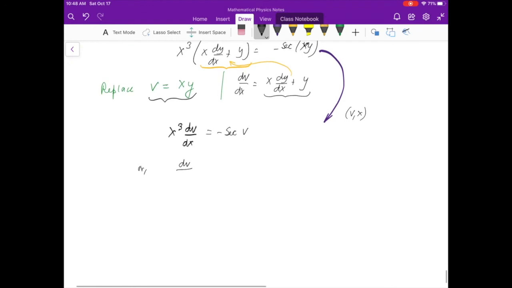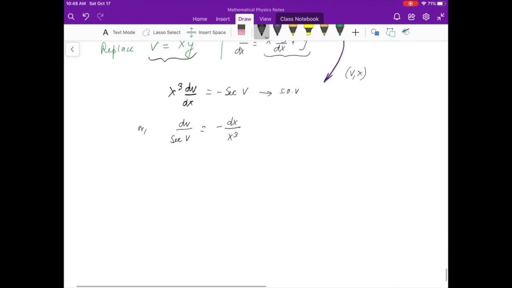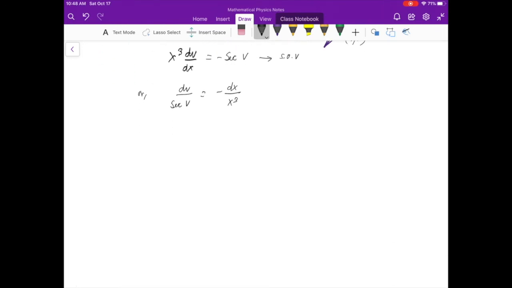So now the problem is pretty straightforward, where we have dv/sec(v) is equal to minus dx/x cubed. Using the method, we do an integration over there, because this is also an indefinite problem. We don't have any conditions given, so we'll just replace the values accordingly and do the integration, which is pretty straightforward, pretty trivial, and can be done really easily.